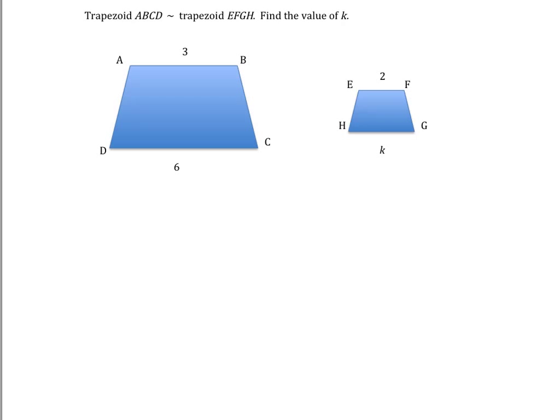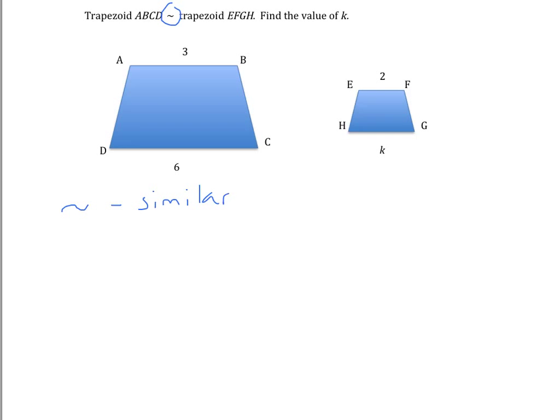Here I have two trapezoids, trapezoid ABCD and trapezoid EFGH, and they are similar. The reason I know this is because of this symbol right there. That symbol tells me that these two figures are similar. So anytime you see the little squiggly line like that, it means similar. And similar figures have the same shape, but not necessarily the same size.